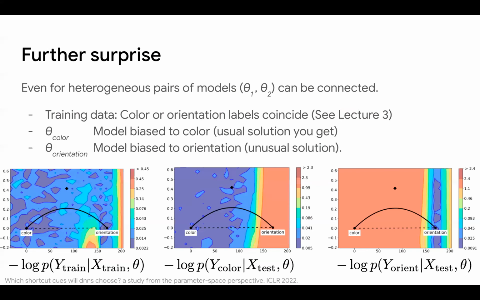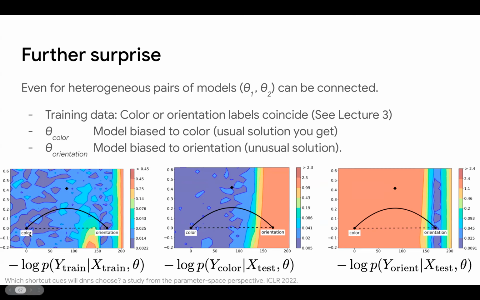Right, so actually this is one of my papers. I used the same technique of connecting two different solutions in the parameter space. And I would like to call this a further surprise because what we show is that even for heterogeneous pairs, θ1 and θ2, it's also possible to connect them with some curve. What I mean by heterogeneous pair here is two solutions that are biased to different attributes.